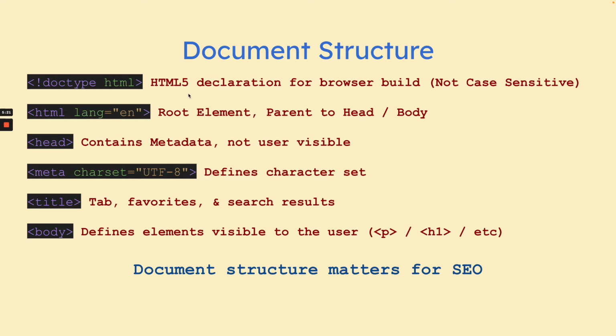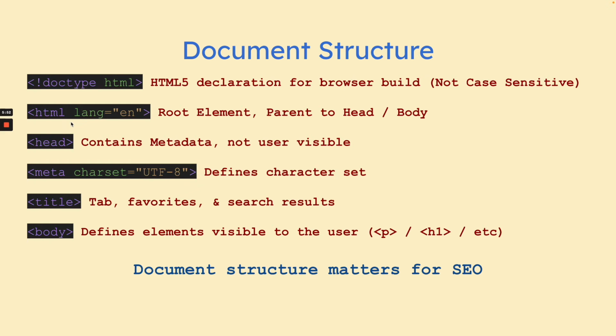So the HTML5 declaration is for the browser to build the actual document, to notify that it's HTML5. This is not case sensitive, and we will not deal with other types of HTML, but HTML5. There's a 4, 3, 2, 1, whatever. We won't go into that kind of legacy declaration, so this is just the one that you need moving forward until further notice.